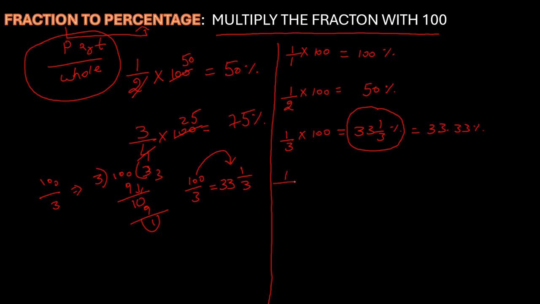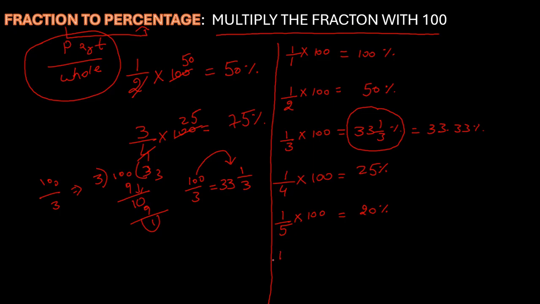So 1 by 4 into 100 gives me 25%. And next 1 by 5 fractional value gives me 20%. So 1 by 5 and 20% both are same.